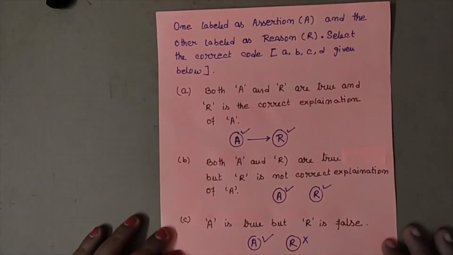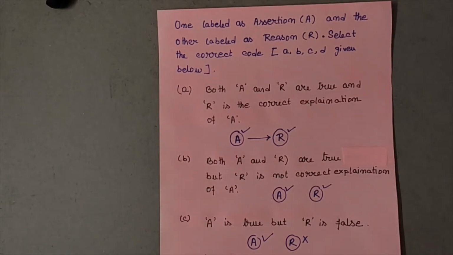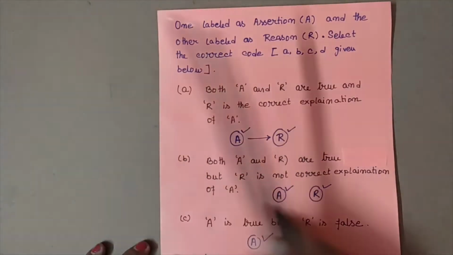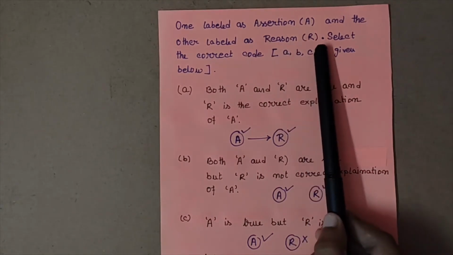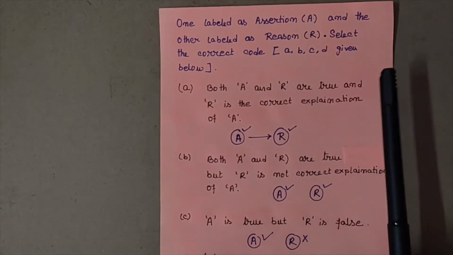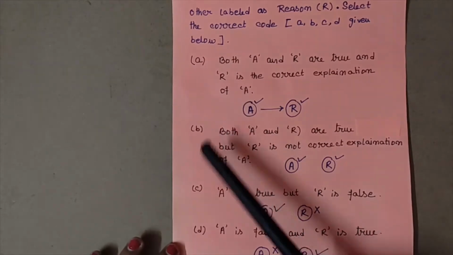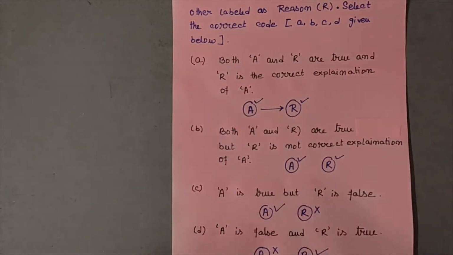Here for each question, two statements will be there. The first statement is known as the assertion A, and the second one is labeled as the reason R. And four options will be given like A, B, C, D. From these four options you have to choose the correct one.